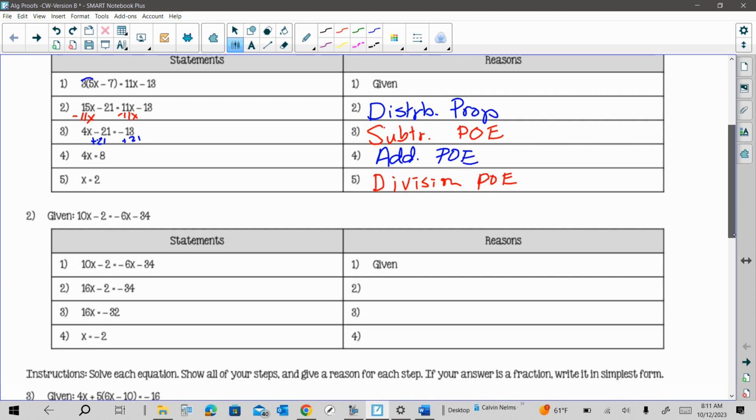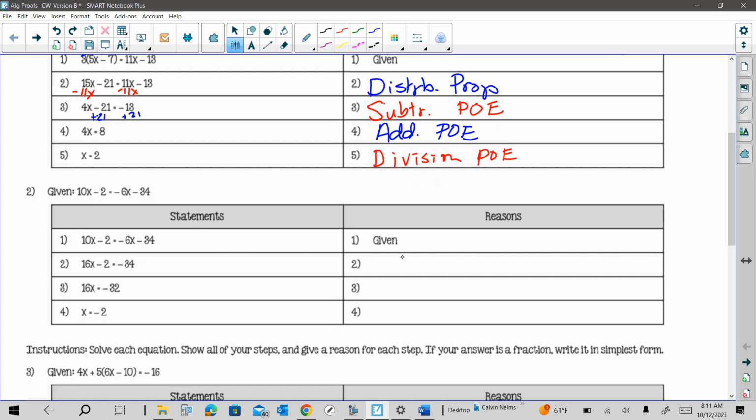So if you look at number 2, they already wrote the first statement and the given. So let's look from statement 1 to statement 2. How did it change to go from 10x minus 2 to 16x minus 2? Yeah, they had to eliminate the minus 6x by adding 6x. So we're just solving equations. If you want to do the scratch work of solving it on a sheet of paper, you can. Or if you just want to write the step to eliminate. Since they added 6x, this would be addition property of equality.